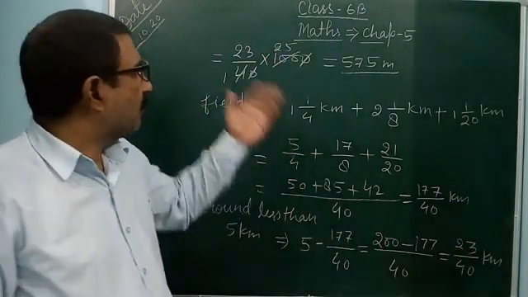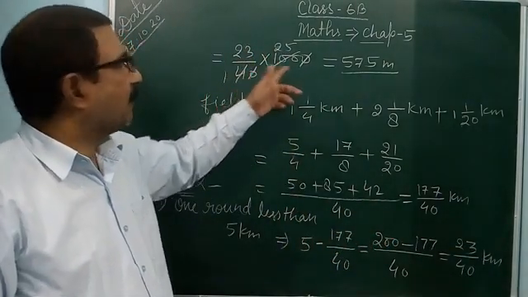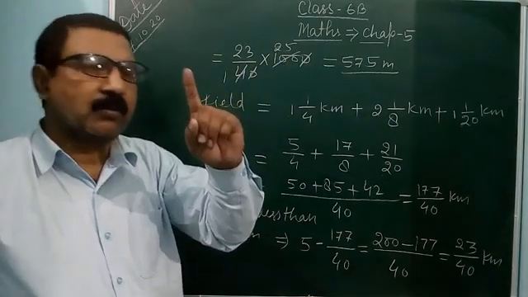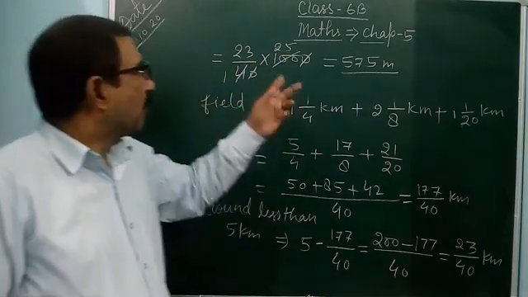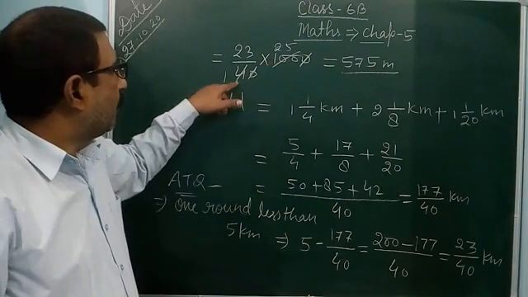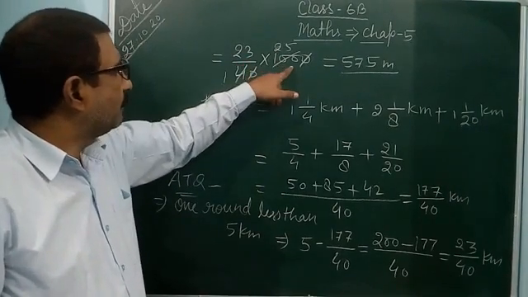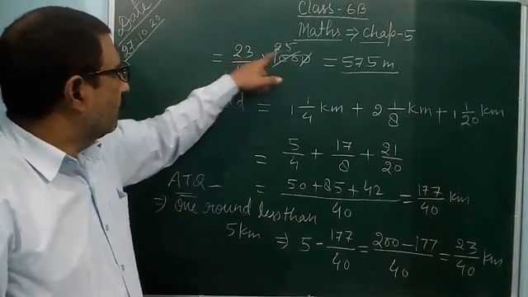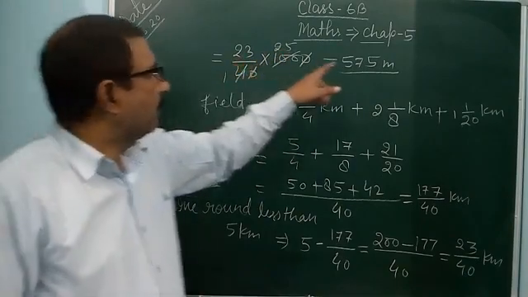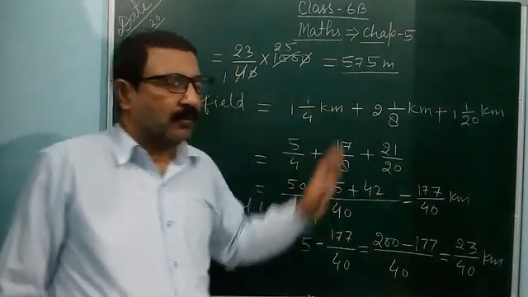But you can also change it into meter. 23 by 40 multiplied by 1000, because 1 kilometer is equal to 1000 meter. After that, 0 and 0 cancel, 4 1s are 4, 4 25s are 100, and you multiply 25 with 23, it will come 575 meter. This is the answer.